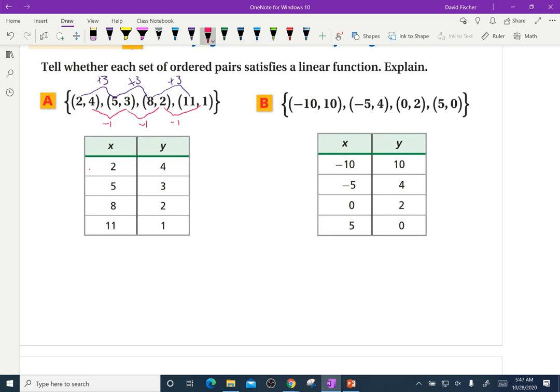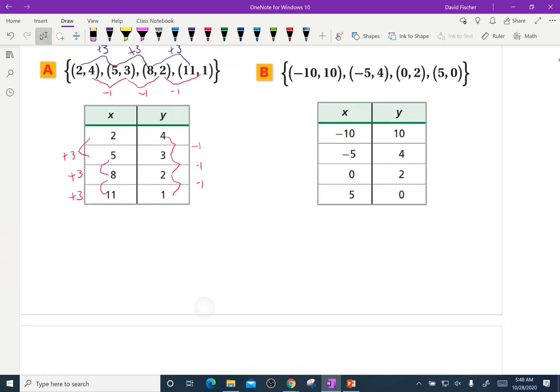Now you could do that same thing over here. From 2 to 5, I went up by 3. 5 to 8, I went up by 3. 8 to 11, up by 3. Down 1, down 1, down 1. So this is linear.